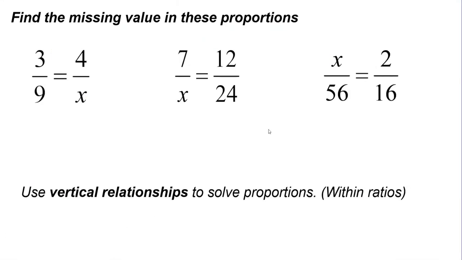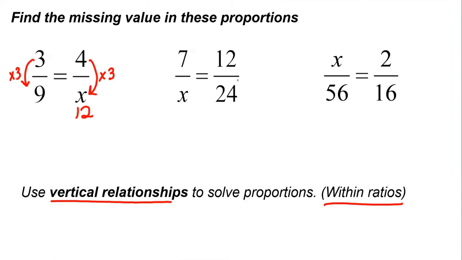Another strategy would be to look vertically. We can look up and down between these ratios, or within these ratios, to see if there's also a multiplication or division relationship. We can look within the ratios to see if there's any type of special relationship. So in this first example, we see here the numerator and denominator are related by a factor of 3. 3 times 3 is 9. So the same thing must be true in this ratio. The numerator times 3 will give me the denominator, and 4 times 3 is 12. So 3/9 is equal to 4/12. So that helped me find the missing value there.